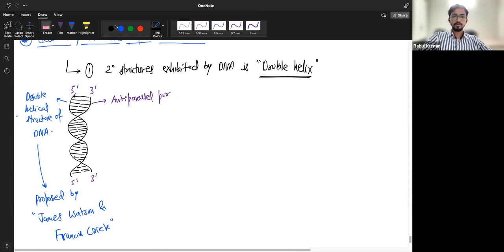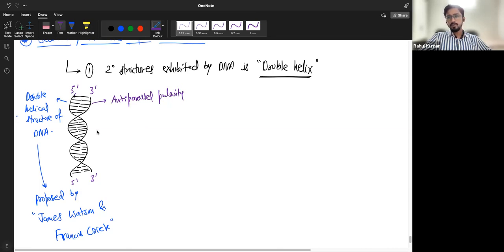Alright, why is it not getting erased? Okay. Anti-parallel polarity. You understood what is anti-parallel polarity of strands now? Because this is one thing that can be asked. Okay.